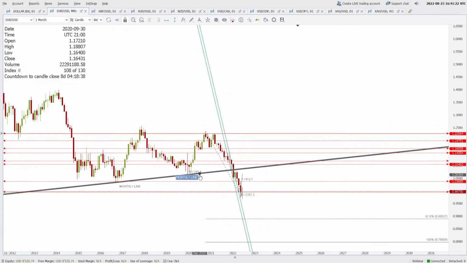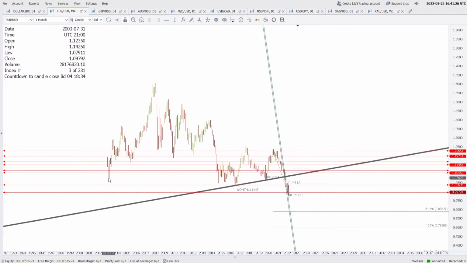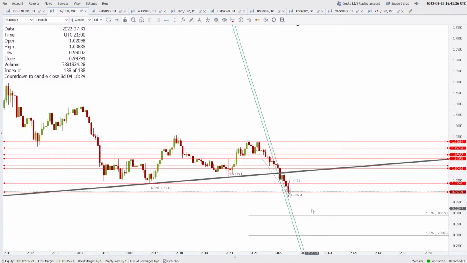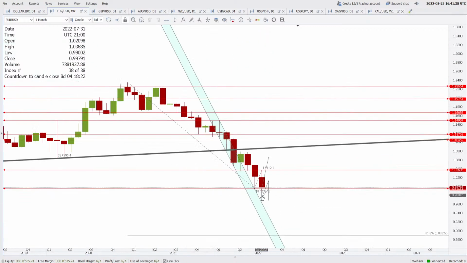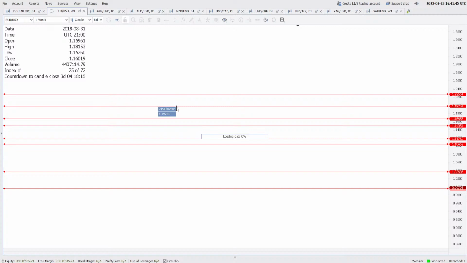This breakdown we don't see every second day. You see, from at least 2003, where the chart goes to history, we have not seen the price lower than 1.00 for the euro against the US dollar. But this month we are seeing that price. So this is the one thing that I wanted to show you. Second is that the monthly line is broken. Now let's go to the weekly chart.